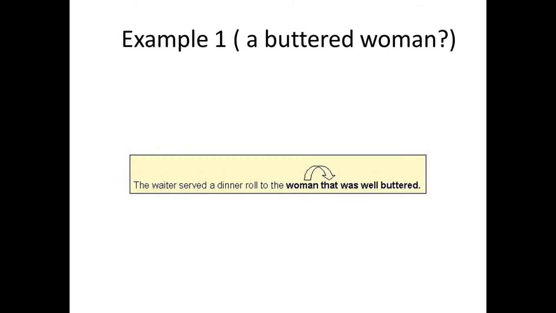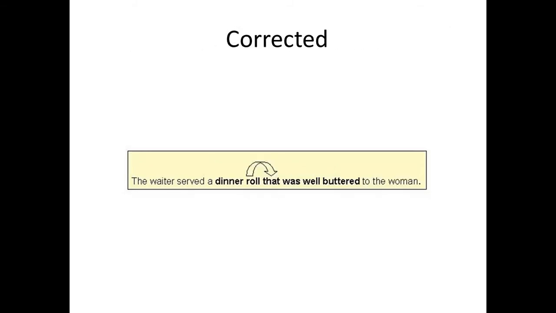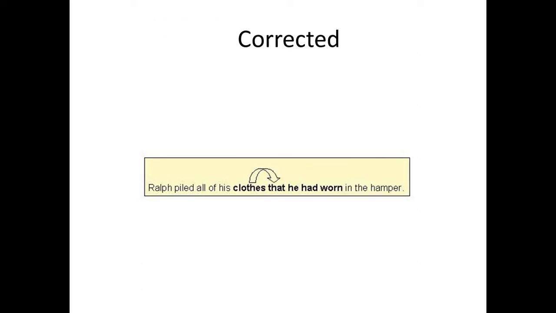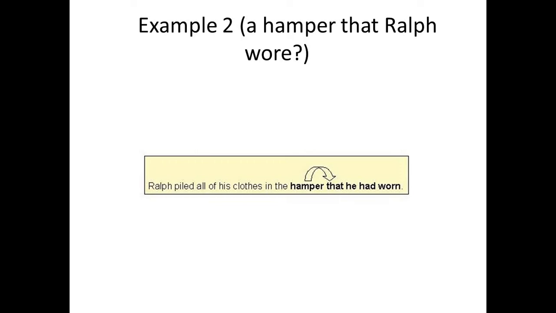Now example number 1 and the corrected one, you have to look at here again. The waiter served a dinner roll to the woman that was well buttered. Now the corrected one is telling something else. The waiter served a dinner roll that was well buttered to the woman. So example number 2, a hamper that Rolf wore. Rolf piled all of his clothes in the hamper that he had worn. So now the corrected one is here: Rolf piled all of his clothes that he had worn in the hamper. So now the sense is very clear in the corrected one.